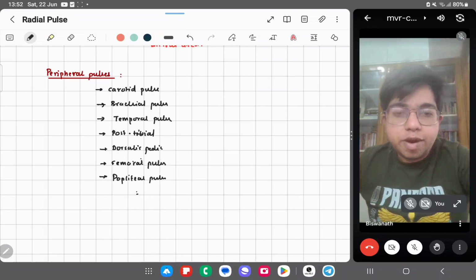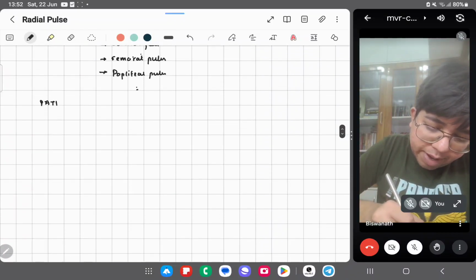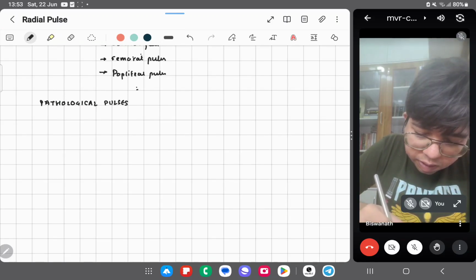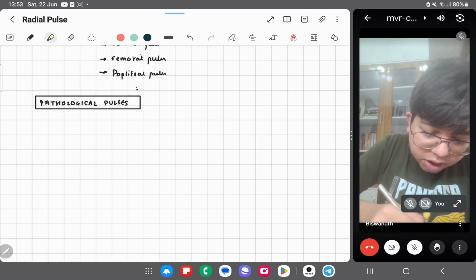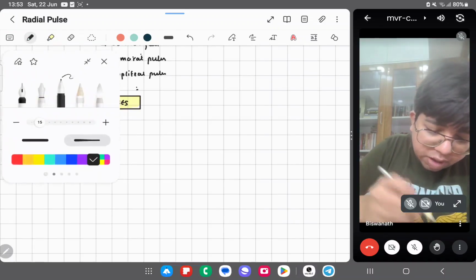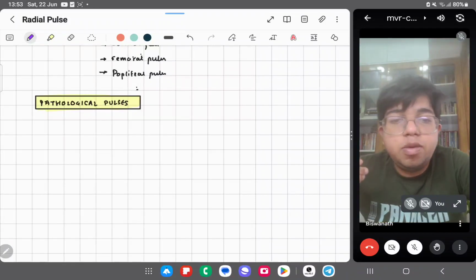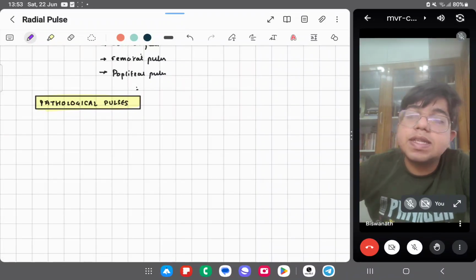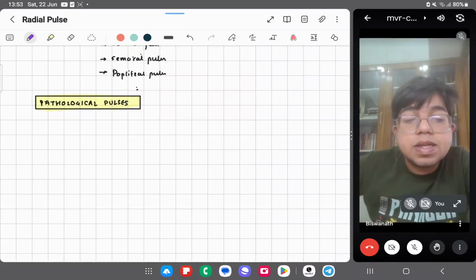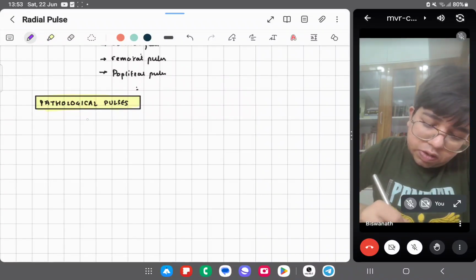Then I'm giving an overview of the pathological pulses quickly. We'll wind up the video. What are the pathological pulses? So basically, if I talk about pathological pulses, we can have a low volume pulse which is called pulsus parvus, or you can have a high volume pulse. High means magnum, big. So pulsus magnum.